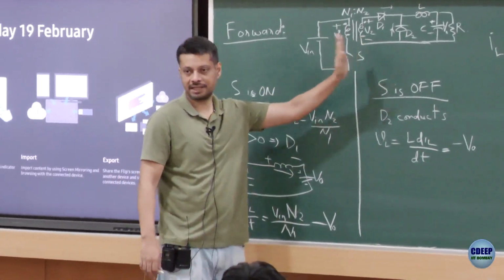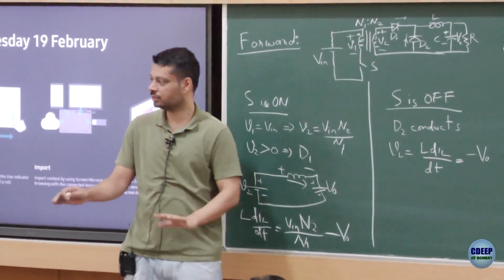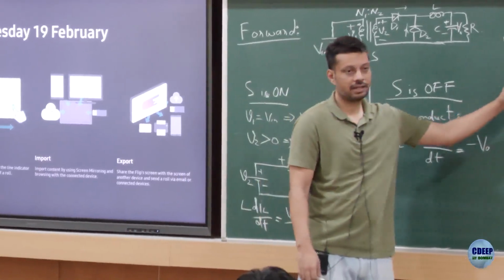But for now, you assume D1 is there. We'll very soon come to talk about magnetizing inductance, and then you would all know why we require D1. Any other doubt? So far it's clear.